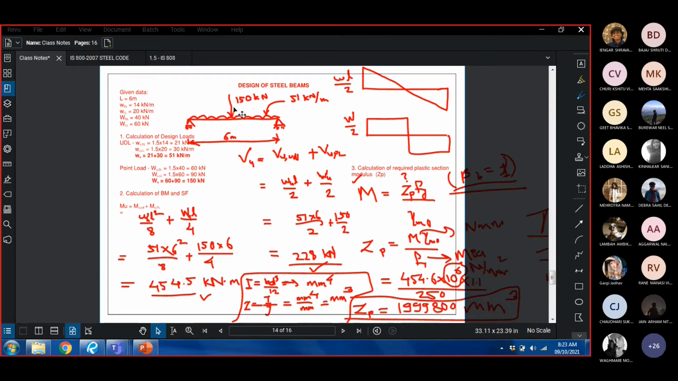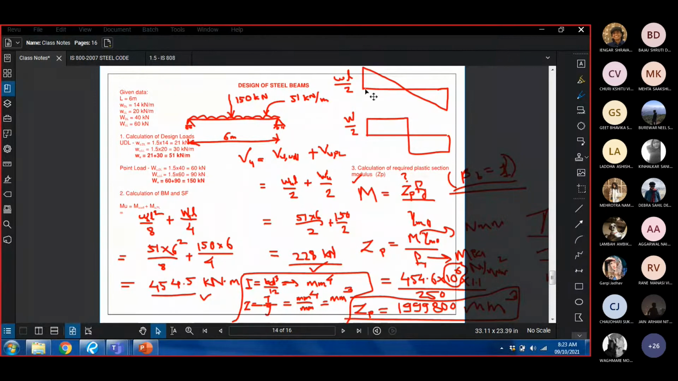Now, the next step is to calculate the load effects, which is the calculation of bending moment and shear force. Now, we know the bending moment because of UDL is WL square by 8. The maximum bending moment because of point load is WL by 4. So the total bending moment is the sum of these. So we simply found the sum, that is 454.5 kilonewton meter. Now this is the factored bending moment. Now we also need to find out the factored shear force.